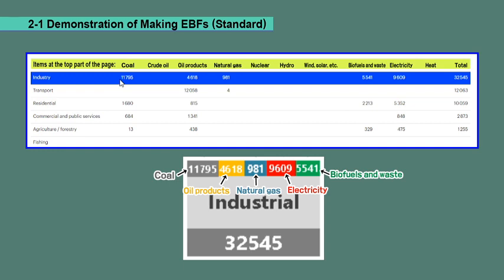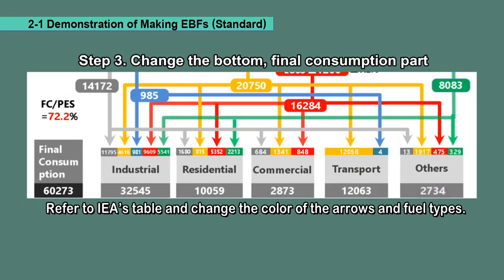Next, by sector, such as industry. It's shown by color. Grey for coal, yellow for oil and blue for natural gas, red for electricity and green for biofuels. Enter each value. For industry, coal is 11,795. Oil products is 4,618. Enter each of these values. If a fuel type changes, change the color of the arrow and the fuel type accordingly.